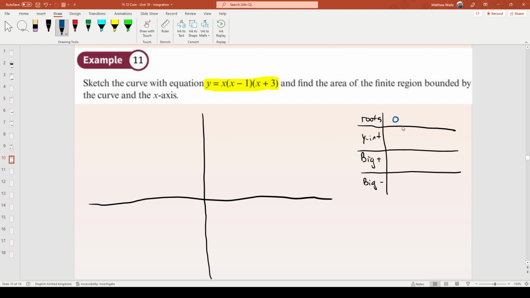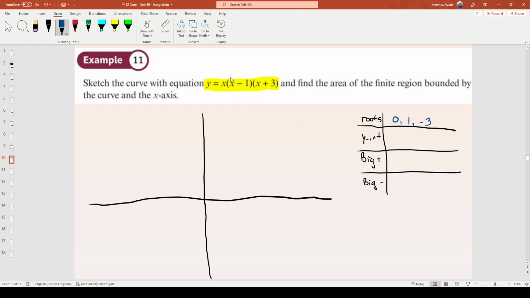Well, 0 with multiplicity 1, because there's no square or anything on it. It's just on its own. There's a 1, also multiplicity 1, and a minus 3. So those are our three roots. Hope you're happy with that. No squares, no cubes, no nothing. So there's none of that multiplicity stuff that we talked about earlier in the year. They're all just linear behavior as they cross the axes.